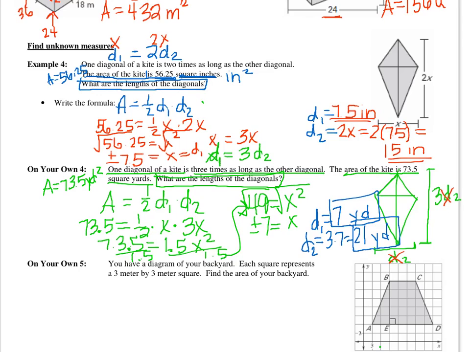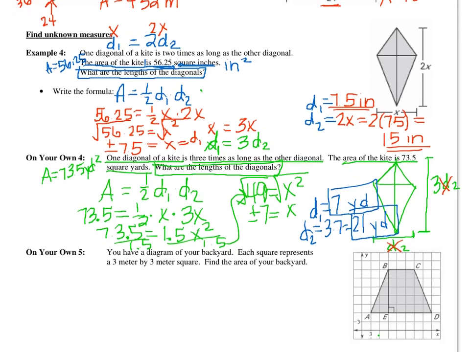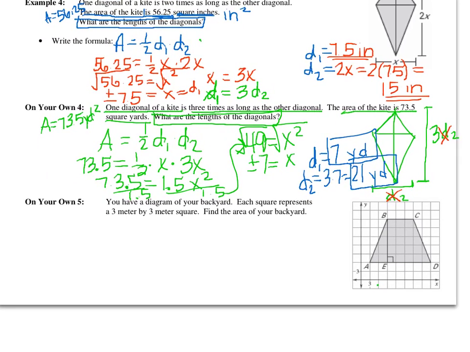On your own 3, so you should pause it and try this one on your own. Okay, it says you have a diagram of your backyard. Each square represents 3 meters by 3 meters square. So I'm just going to draw a picture. I got 3 here and 3 meters here. Find the area of your backyard. So each of these little squares is 1 by 1 on my picture.